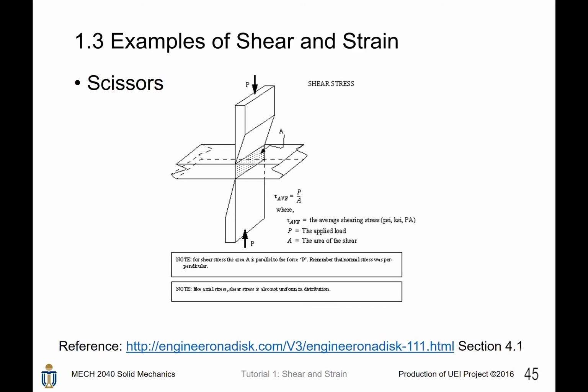Another example is the scissors. When you are cutting a piece of material by using your scissors, you are actually applying the shear force on the surface that you are going to cut. So this is the surface you are going to cut, and those two are the blades of your scissors. Then the average shear stress will become your applied load divided by the cross-sectional area. If you want to get some more understanding of shear force, you can go to the website in the reference.